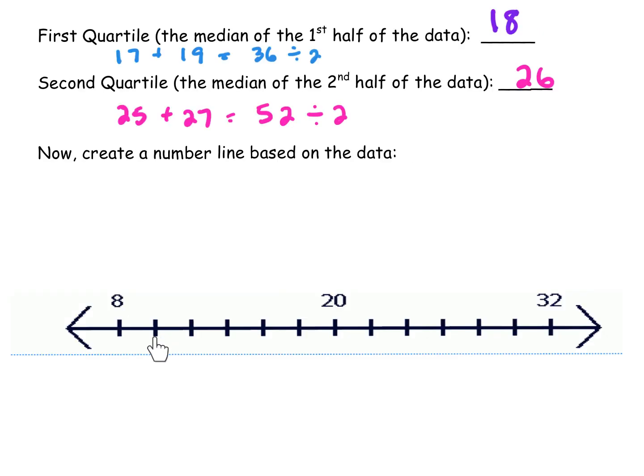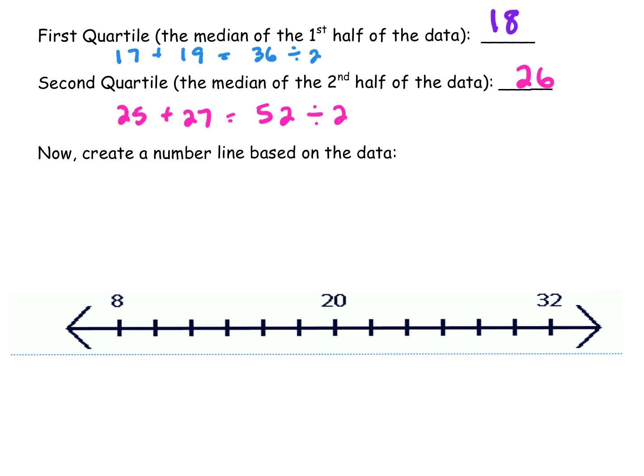So this number line has been created, and we can see our lowest number is 10. So the graph started at 8, and it increases by 2 each time. So it would be 10, 12, 14, 16, 18, 20, etc. And our highest data item is 30, so this graph goes up to 32.